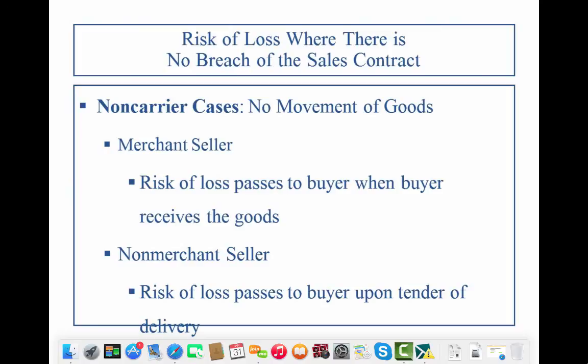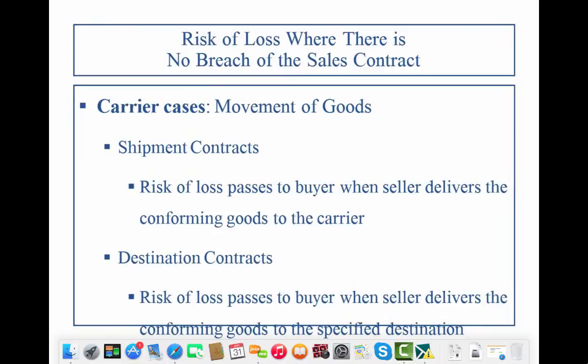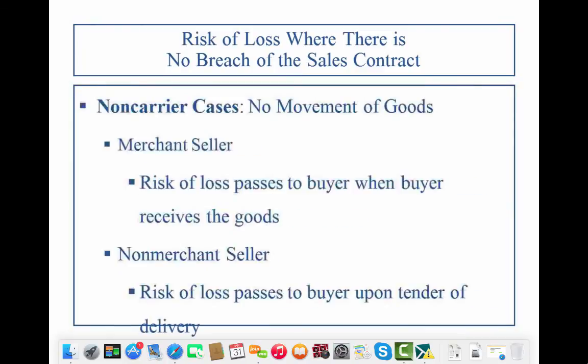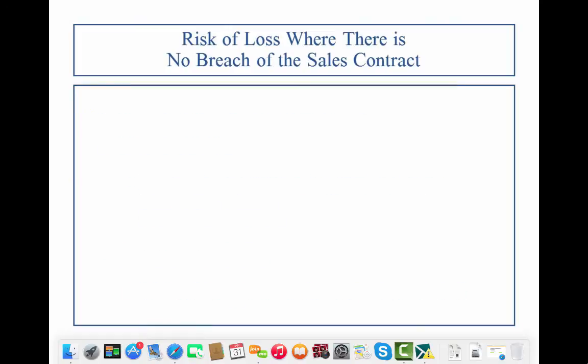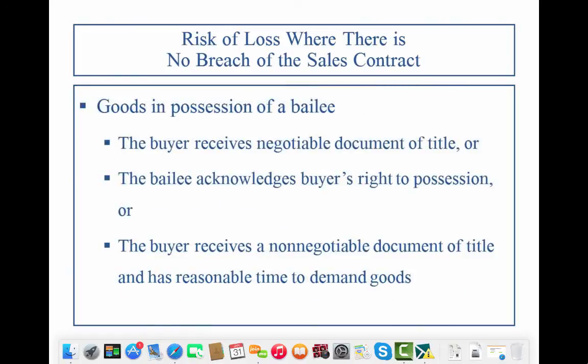That's the issue, right? So far we've talked about shipment and destination when we're talking about a carrier case. And the last slide we covered was this difference between merchant and non-merchant sellers when we're talking about goods being in the possession of a seller. And the third instance is when you have goods that are being held by a bailee. Now, no one here has not taken Business Law 1, right? So everyone knows what a bailment is, right? What is a bailment? You had your hand up, Julian, and you took it down.